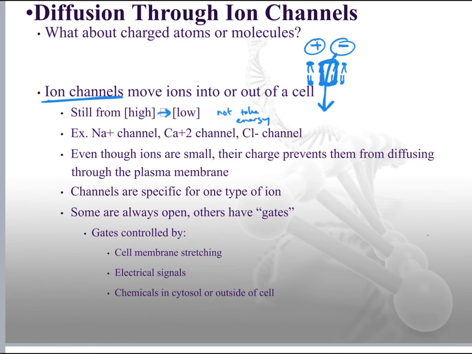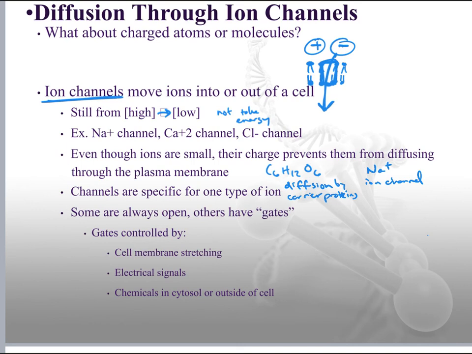Now, even though ions are small, their charges prevent them from diffusing through the plasma membrane. So before, when we were talking about facilitated diffusion, with molecules like glucose, C6H12O6, okay, we needed a carrier protein to get them through. Here we need an ion channel to move this through, even though these things are a single atom. So something like a sodium here, okay, this is going to need an ion channel. Even though the sodium is small, right, the large charge that's on it is going to prevent it from just naturally moving through. That C6H12O6 is so large, the diffusion is going to have to be done by carrier proteins, right?